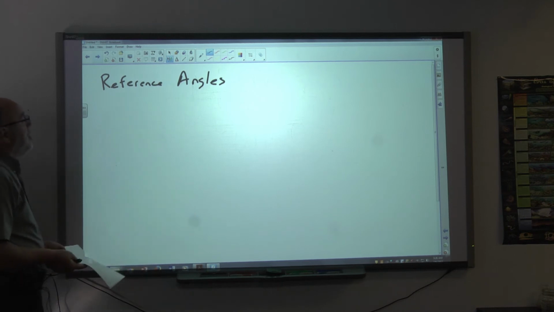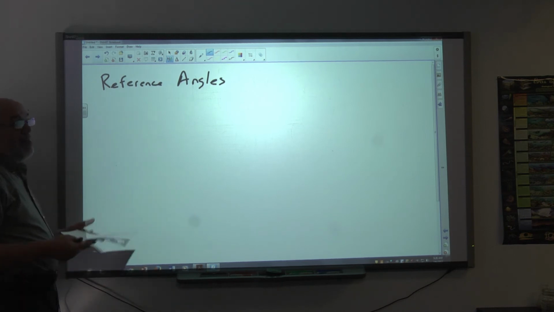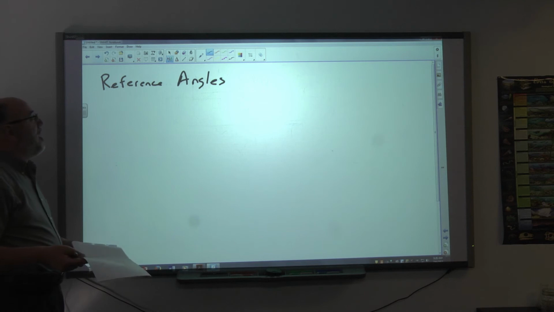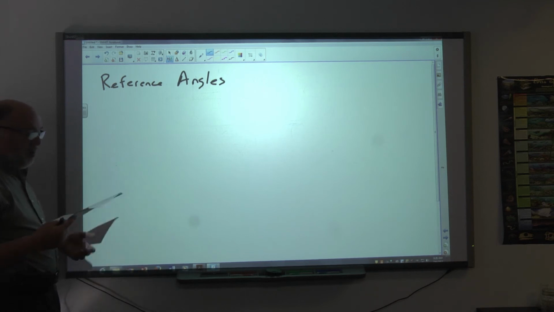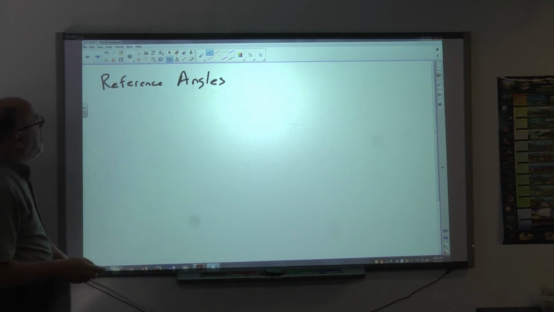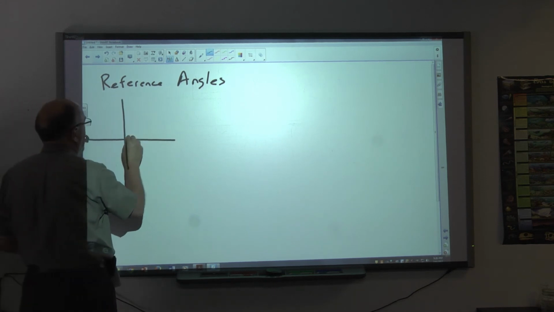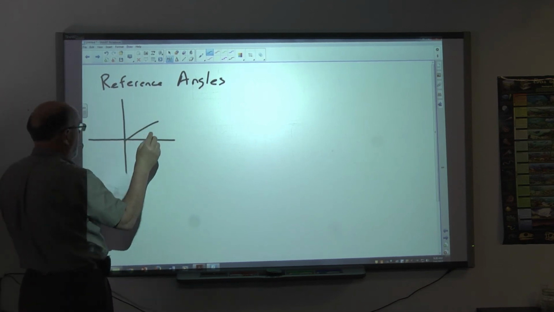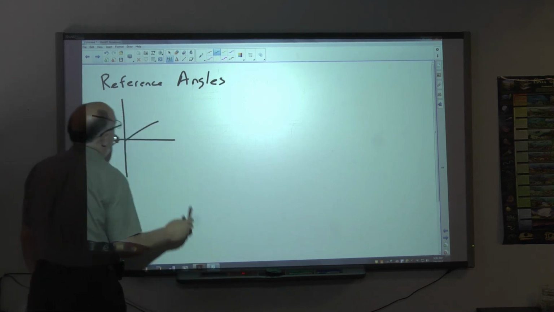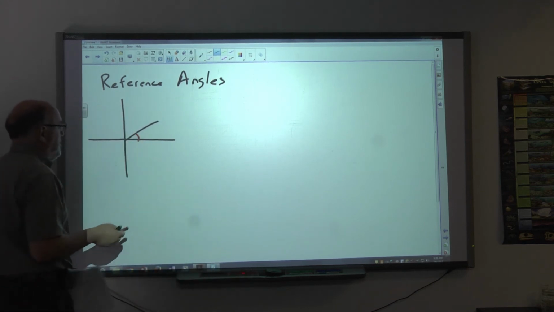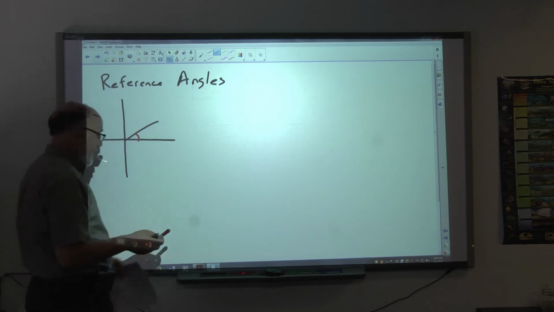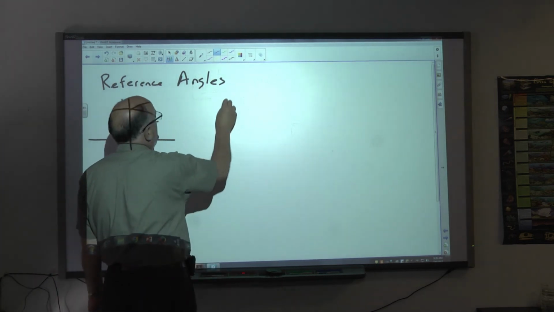But you used to have tables in the backs of books, and you could look up the sine of whatever angle. And so you had reference angles. The reference angle was always in terms of the x-axis. So in the first quadrant, it was whatever the angle was.